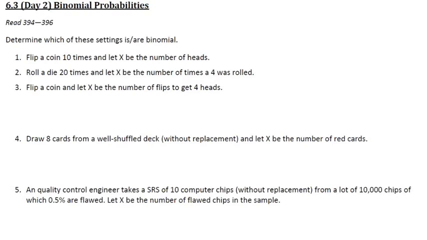So we've talked about the binomial distribution a little bit, and now we're going to talk about binomial probabilities a little bit more in depth. The first part just asks us to determine which of these settings is/are binomial. And as far as the notation goes, if we have a binomial random variable, we can use the little squiggly line. So x follows a binomial distribution, and our two parameters are n and p. So n is the number of trials, and p is the probability of success.